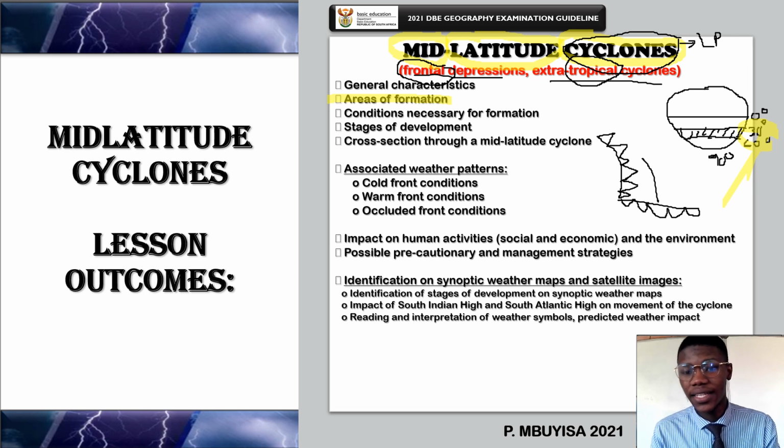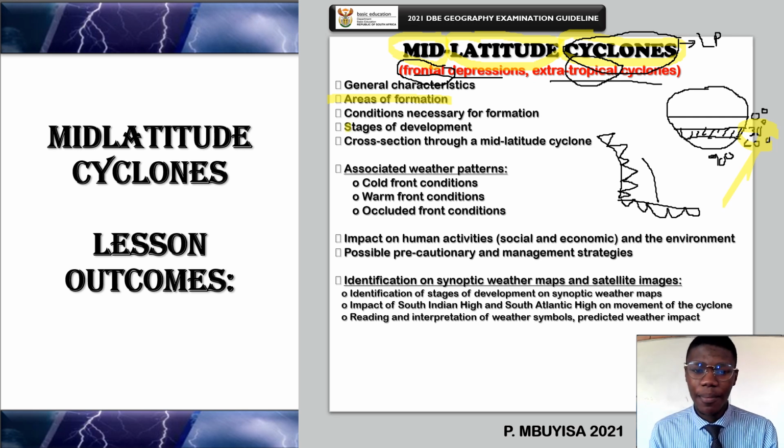What else do we need? We need to have friction. So the friction is the one that ensures that fronts are formed, the frictional drag. So that's one of the conditions necessary for their formation. We need a frictional drag. And the frictional drag is the one that leads to the formation of fronts, as I said.